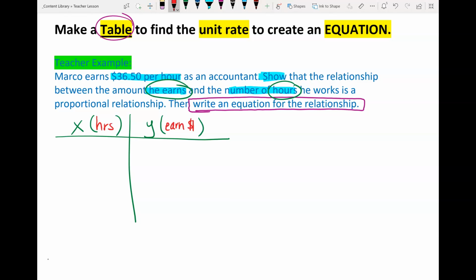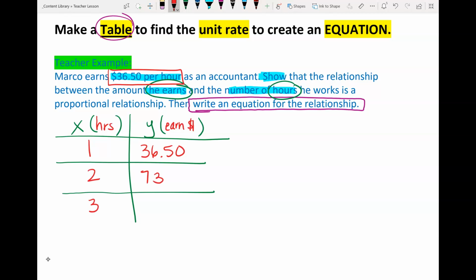So let's fill out our table. We always start out with whatever's given to us. So take a look at what's given to us. $36.50 per hour. So for the first hour, Marco makes $36.50. For the second hour, Marco's going to make $73 total. Now for the third hour, Marco will make $109.50. And for the fourth hour, Marco will make $146 total.